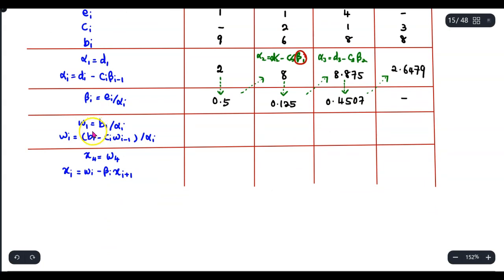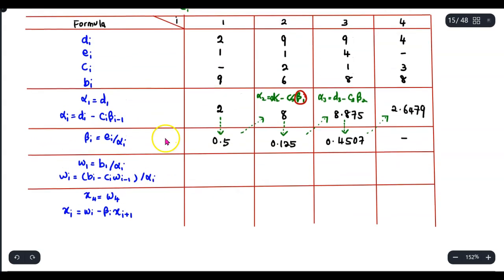Now the W. We have two formulas for the W. W1 follows this specific formula. Other than that, it follows this formula. W1 is B1 over alpha 1. I'm sorry, here this is not alpha I. This is supposed to be alpha 1. Sorry about that. So W1 is B1 over alpha 1. B1 is 9 here, alpha 1 is 2. So 9 over 2, so 4.5.